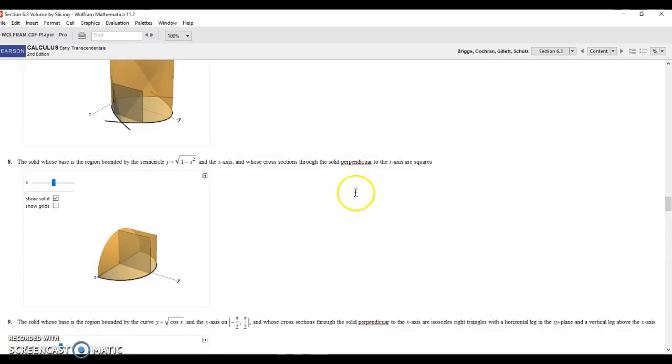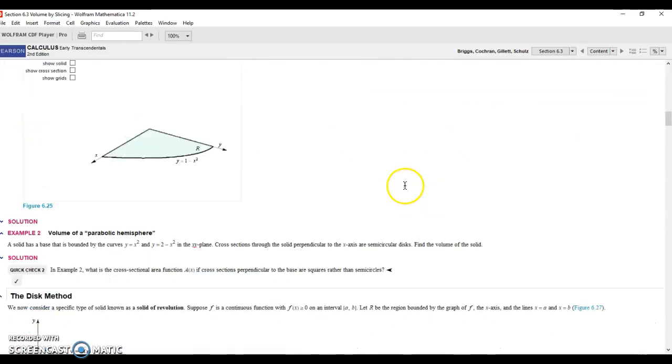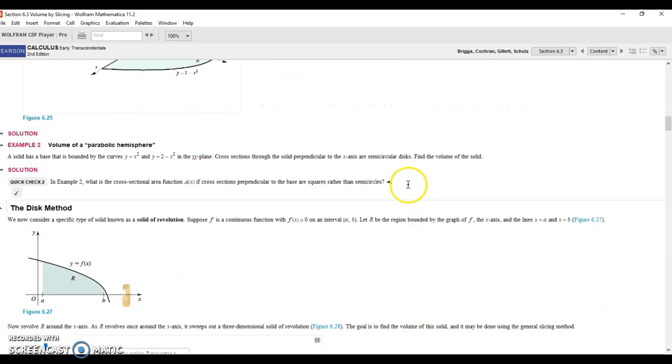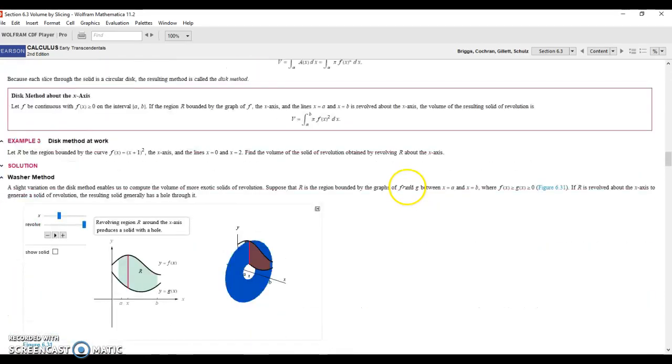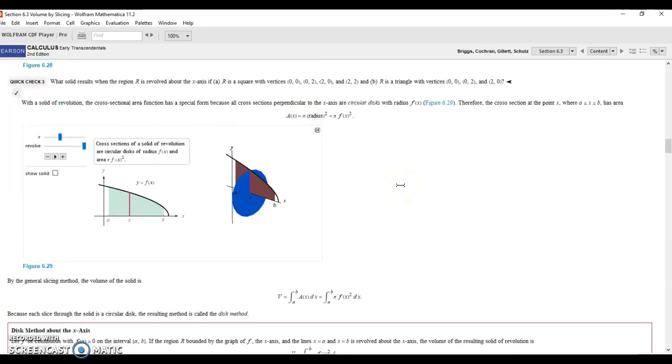Now, the other problems we're going to do in this section, you could do with this general slicing method. It would work, but it turns out there's a little bit of a shortcut for some of these, so that's where these other methods come in. The first method we're going to look at is called the disk method.